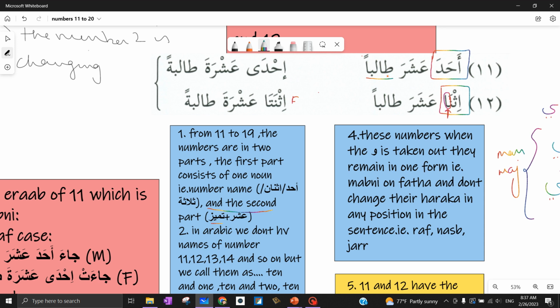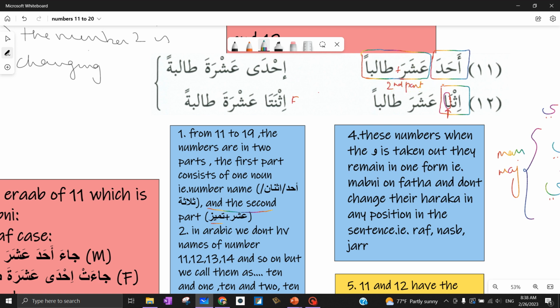And what was the counted noun known as in numbers 3 to 10? It was ma'dood. And what was it called in 1 and 2? In 1 and 2, the structure of numbers was mausuf and sifa. So in 3 to 10, the counted noun was known as ma'dood, but in 11 to 99, the counted noun will be known as tamiz. So the second part comprises the number ashara and the tamiz.